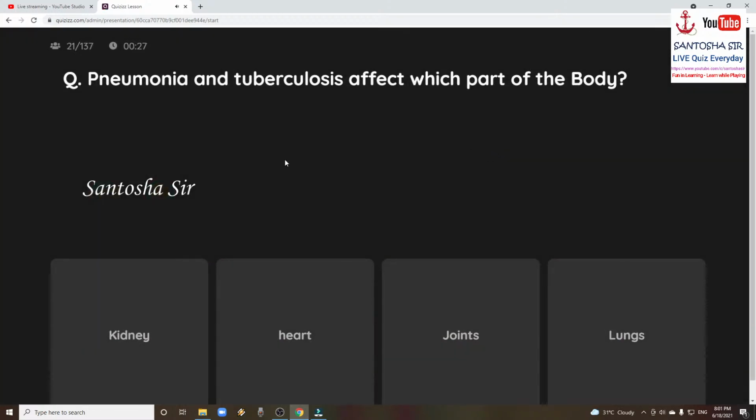Pneumonia and tuberculosis affect which part of the body? Is it kidney, heart, joints, or lungs? Lungs, joints, heart, kidney. What's your choice?